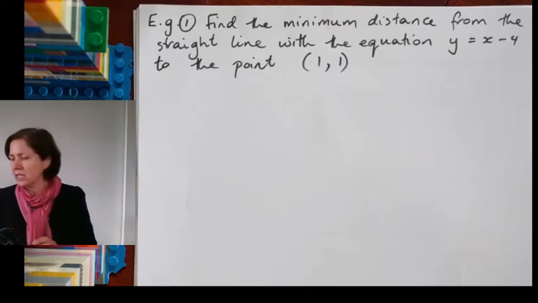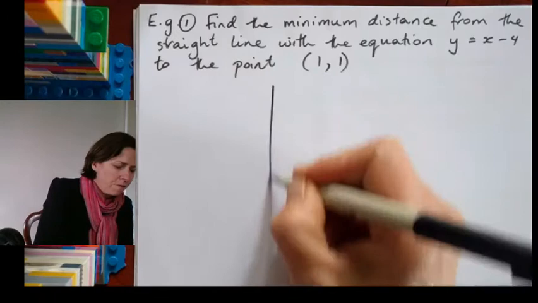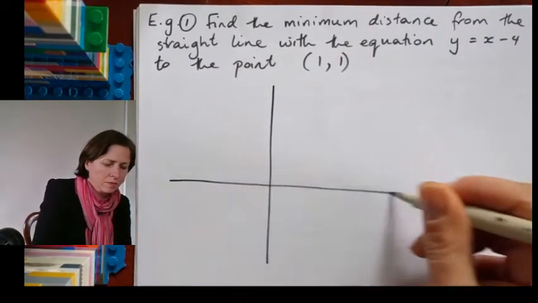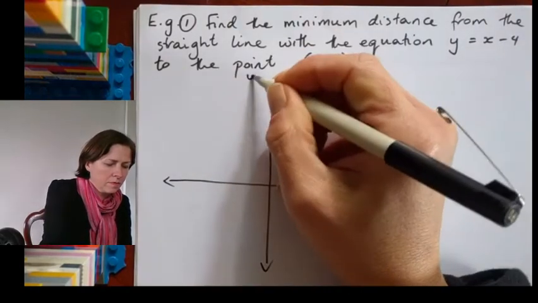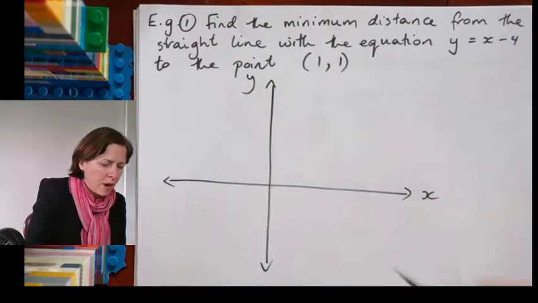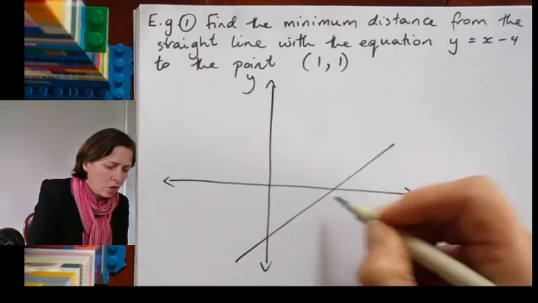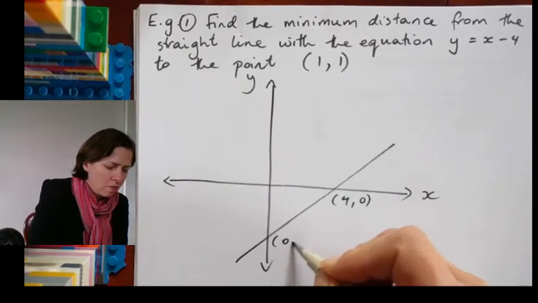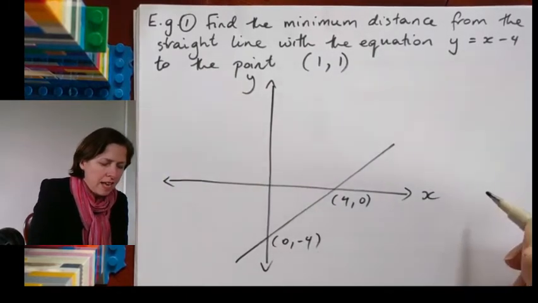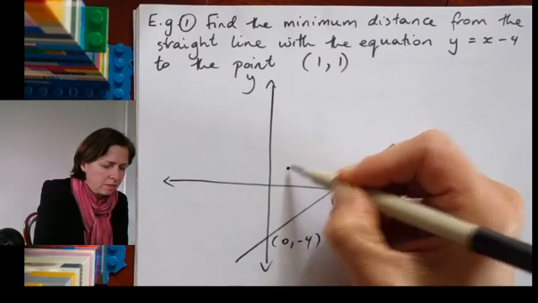So I know how to draw this. So let's draw a graph of this line. I've got y equals x minus 4. So that's a straight line with a gradient of 1, and it's going to go through the points (4, 0) and (0, -4). And the point (1, 1). Put it about there.